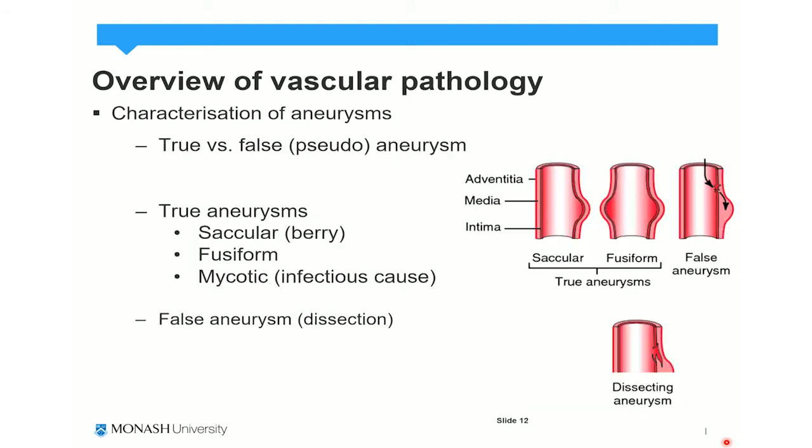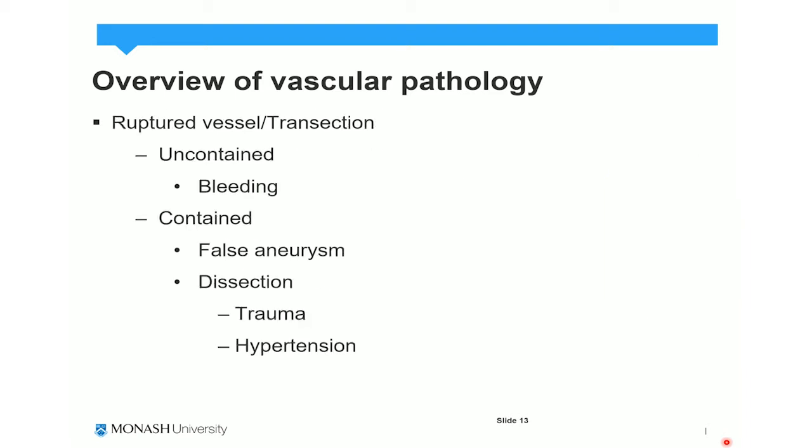When categorizing aneurysms, we categorize them into true and false or pseudoaneurysms. So true aneurysms involve all three layers of the vessel wall. These can include saccular or berry aneurysms, fusiform or mycotic aneurysms, which are due to an infectious cause. A false aneurysm or a pseudoaneurysm is flow into the vessel wall, but only containing one layer of the vessel wall. It can also be a dissecting aneurysm.